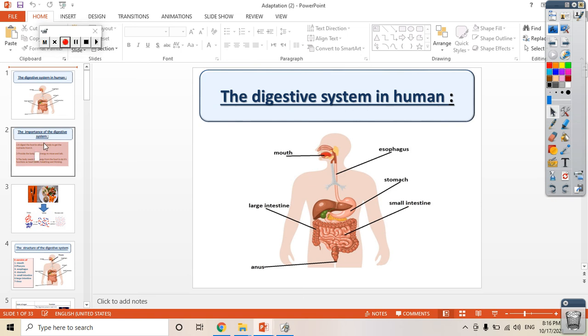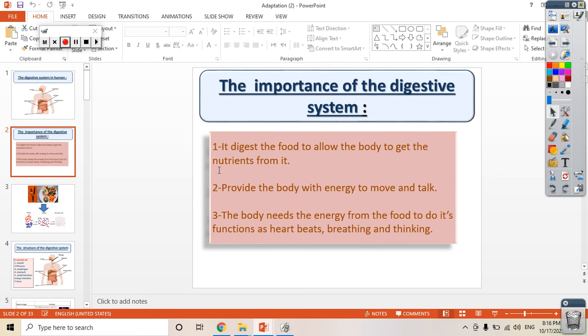At the first, why do we eat? We eat to get what? Very good, to get the energy. Why do we need the energy? To move, to talk, and to allow our body to do its functions like heartbeats, like breathing, like thinking. All of this needs what? Energy, and to get energy we must eat food.